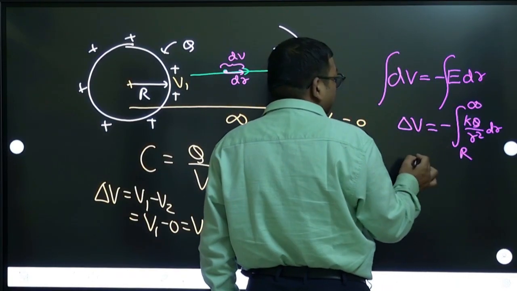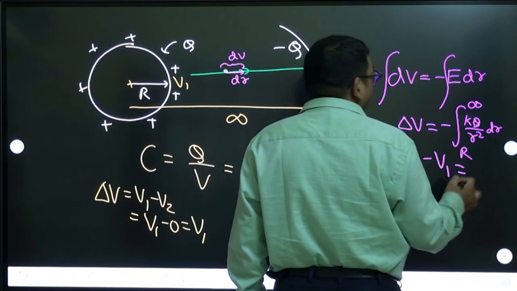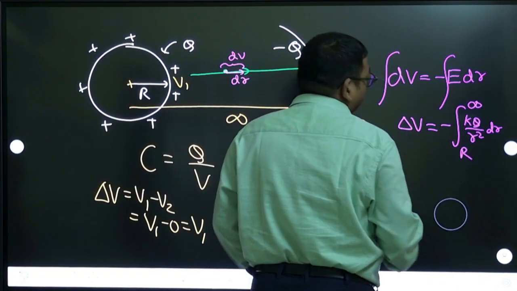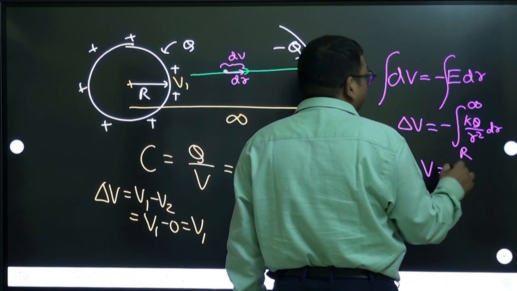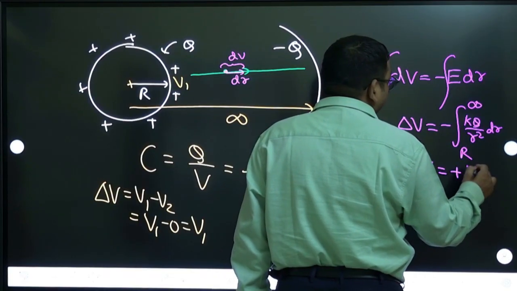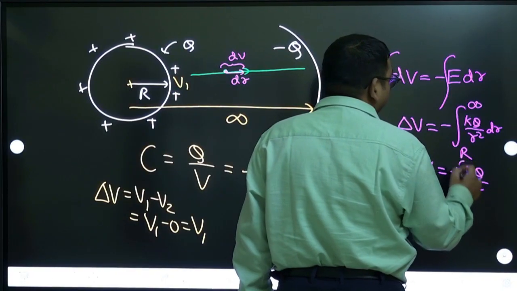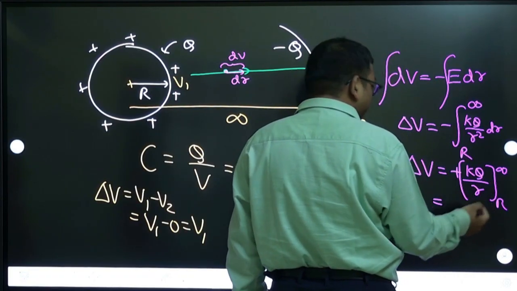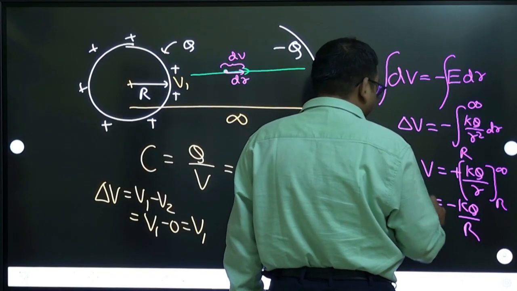So the final potential at infinity is 0, and here the potential is V1. This is the potential difference. If you don't want to calculate that directly, you calculate the difference of potential. So minus, and then it becomes plus kq by r, and this r you have to take from capital R to infinity. When you take 1 by infinity, that becomes 0. So minus kq by capital R. This is the change of potential.